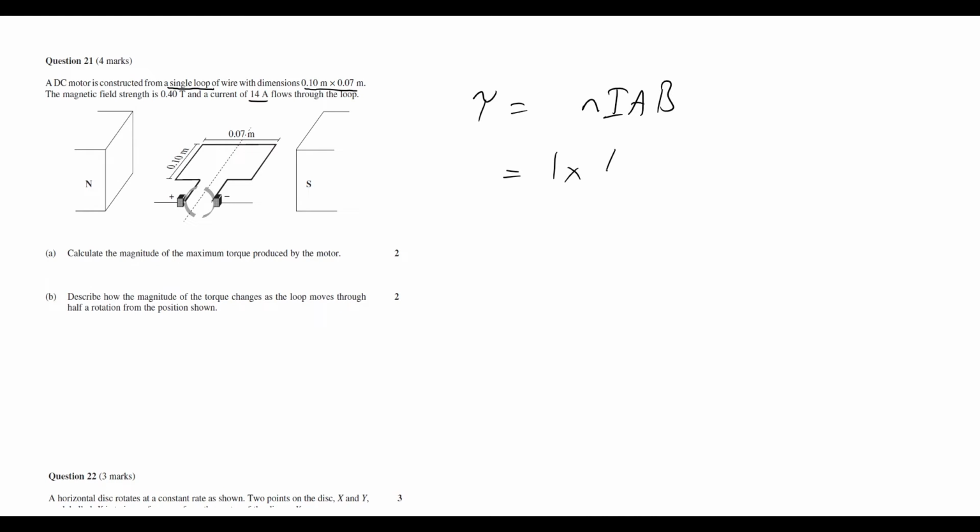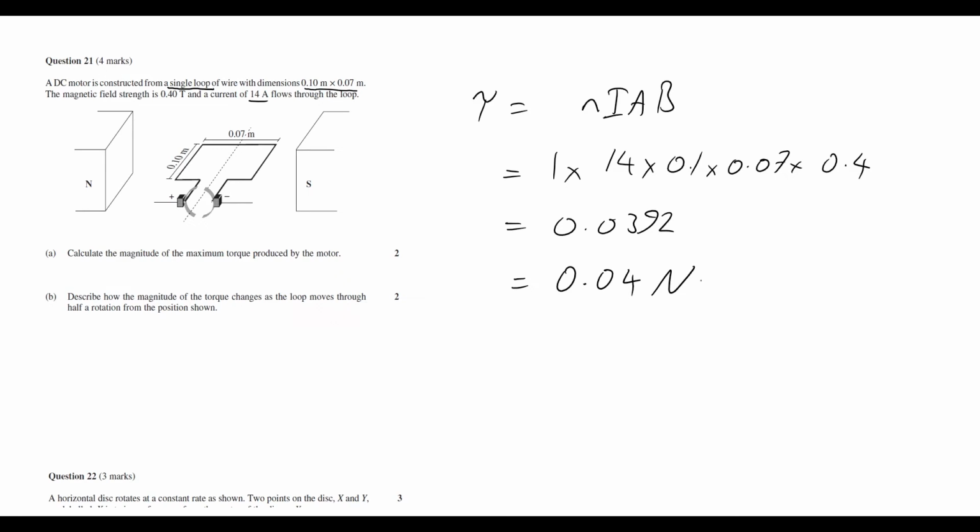So it becomes 1 times 14 times 0.1 times 0.07 times 0.4. Okay, and so now writing that out and putting that into our calculator, we get 0.0392. And now let's quickly see how many significant figures we should write this to. Well, all of these are written to 2 significant figures, so now we would like to write this to the same. And so we can simply write that out as 0.04 Newton meters. And there we go. Okay, so that's part A all done.